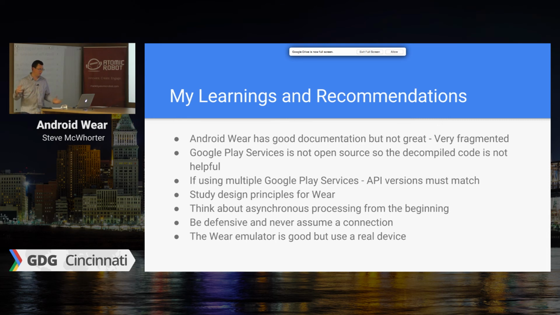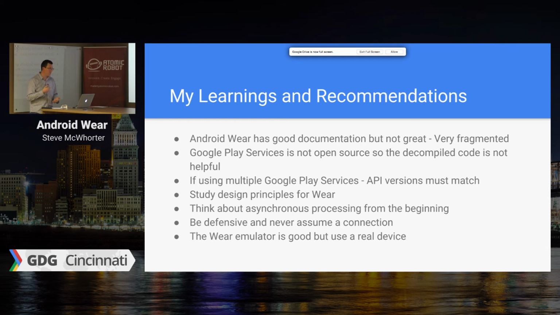It's very fragmented. The Google Play services is also not open sourced. So when you try to decompile it, you get a lot of obfuscated code. So you try to dig into the put data map requests. If you want to look at the paths and how that's generated, and you want to see the internals, you're not going to get a whole lot out of it. It's just a bunch of Z's and A's. And there's no Javadocs either inside the Google Play services. So you're kind of trial and error. A lot of this is trial and error.